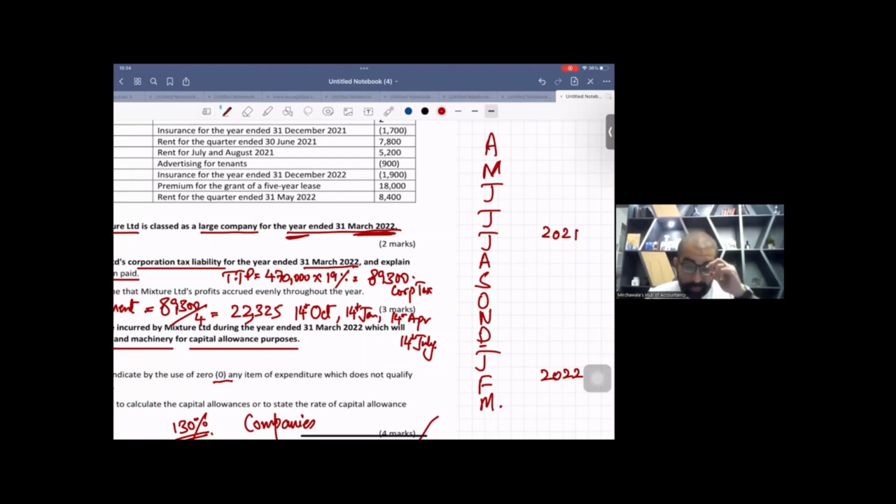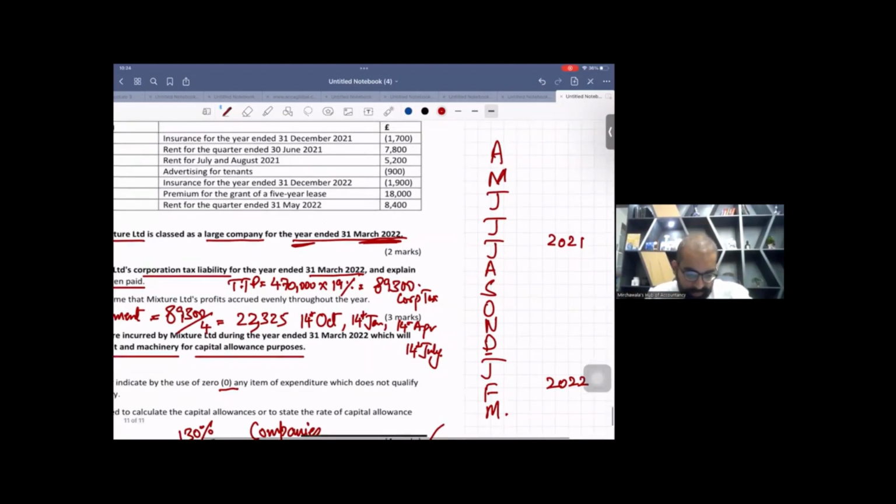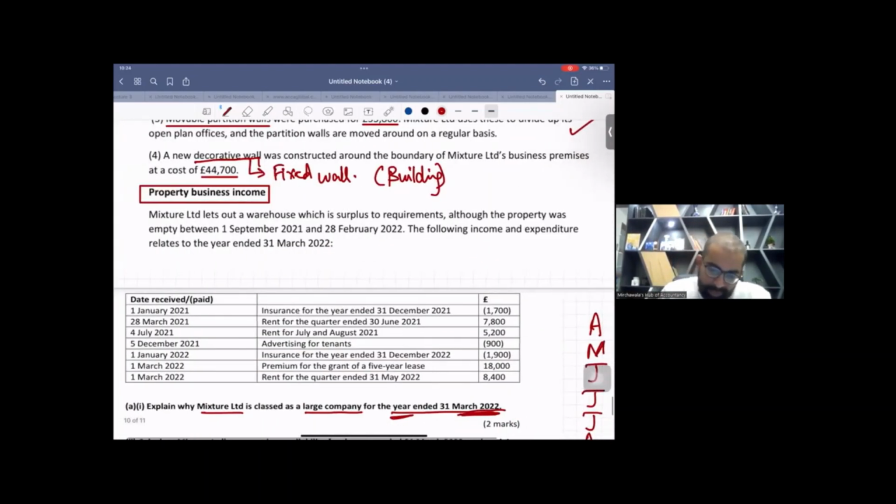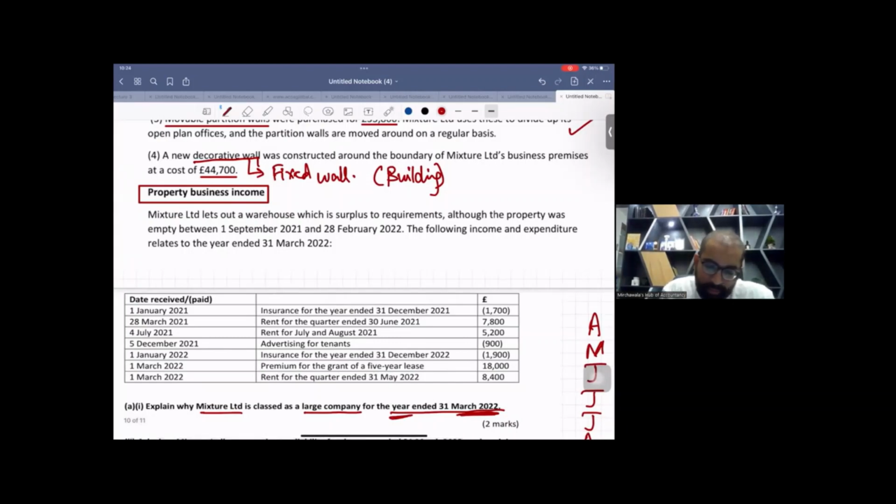Okay, let's start. Mixture Limited lets out a warehouse which is surplus to requirements, although the property was empty between 1st September 21 and 28 Feb 2022. The following income and expenditure relates to the year ended 31st March 2022. Don't sleep. On 1st January 21, insurance is for 12 months.